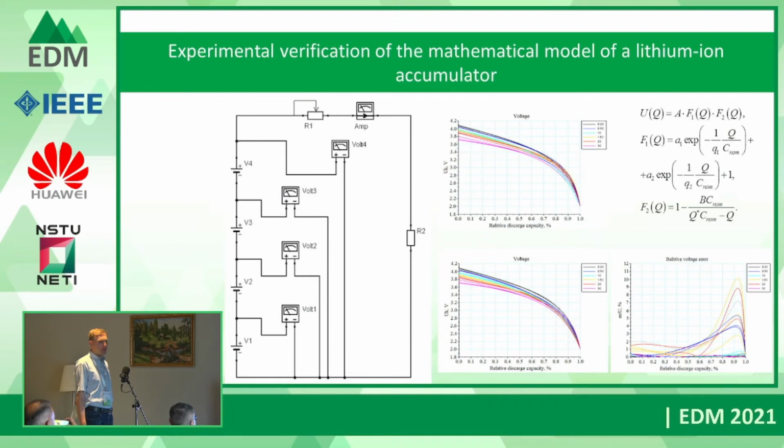For experimental verification of the voltage model, this experimental schema is shown on the slide, and the result of the verification of this model is reported on this slide. The error of the voltage model is not more than 10%. Thank you for attention.